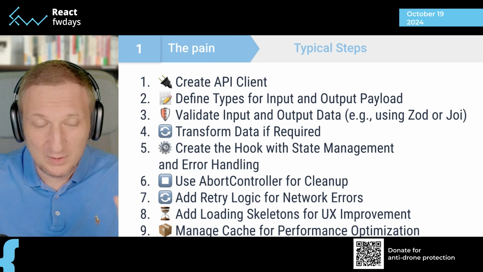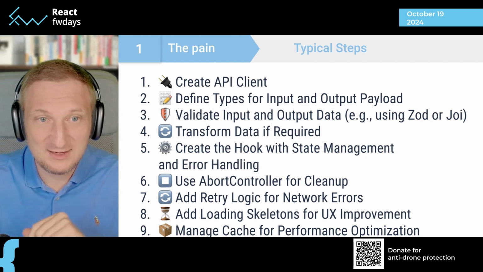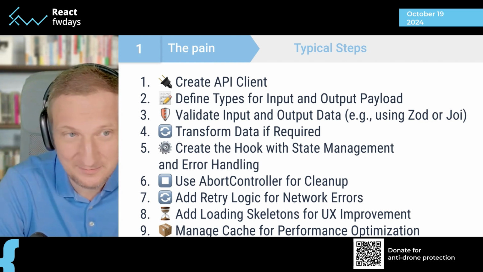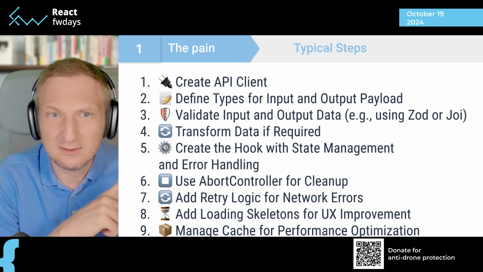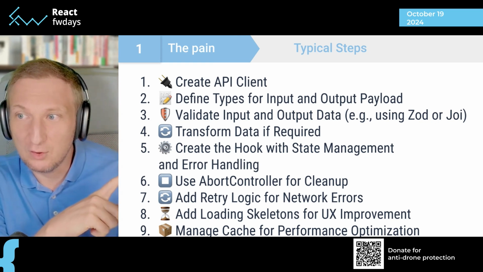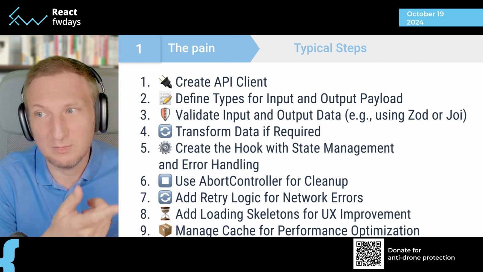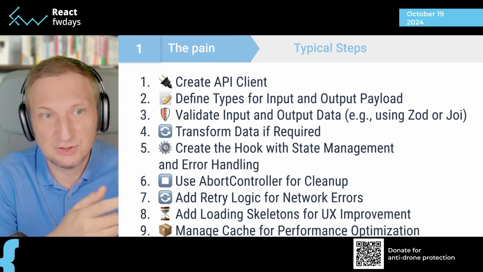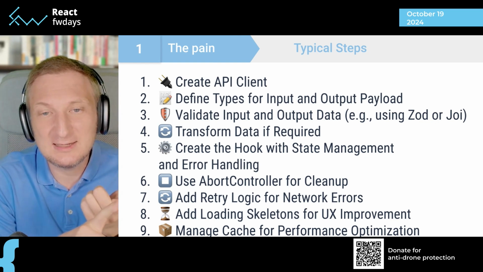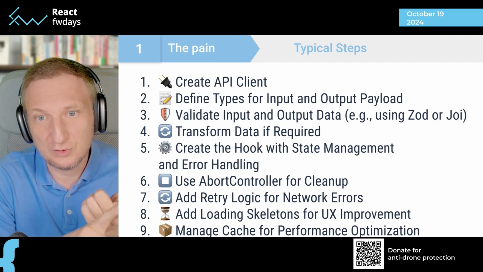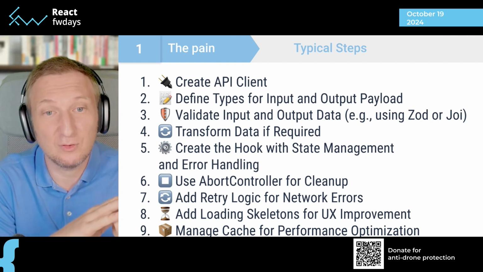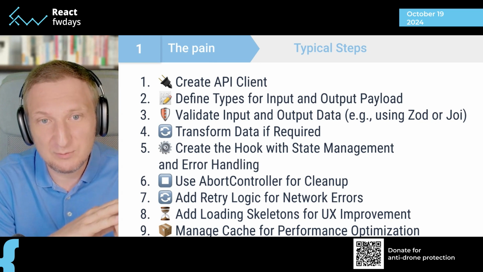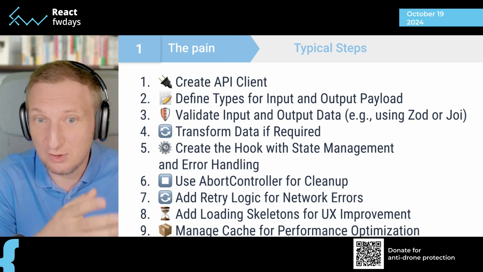And one more thing: one of the items is missing here. It should be 10. Look, you need to create an API client for GraphQL or for REST. It can be Axios or maybe Fetch. You need to define types for output and input. Of course, we need this only for our TypeScript project. For JavaScript, it's just optional.